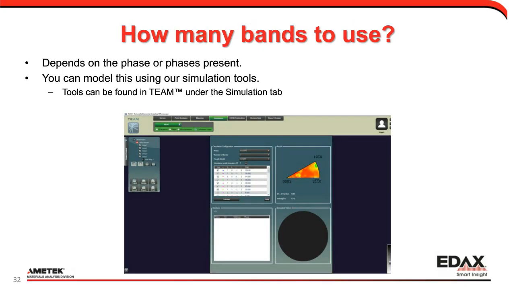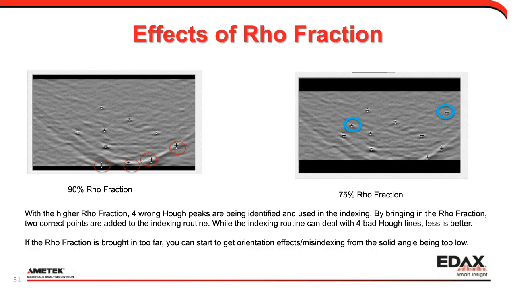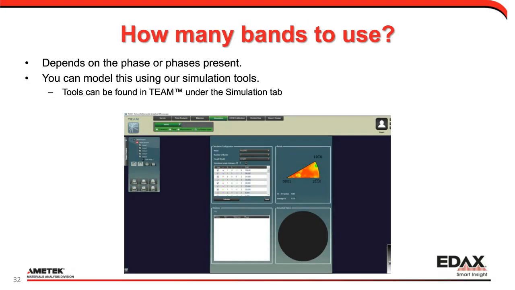Now, the real next question here is how many bands to use? So again, here I've been using 10 bands. So how many bands do I use? Well, it really depends on the phases present, and you actually can model this in our simulation tools. Here you actually use TEAM. This isn't brought over to APEX yet, but hopefully will be in the near future. You go to the Simulation tab and click on Confidence Index. You can model this and say, hey, I'm using 7 bands for a hex material. How many bands, in orientation space, how am I looking? And you can do this for any different phases.